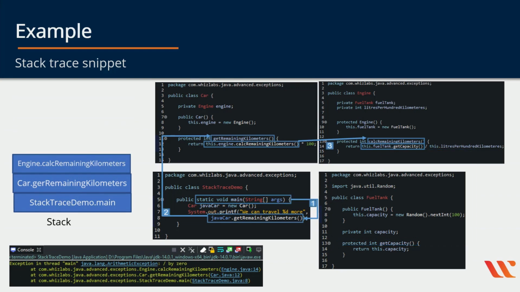But look at the second line of the stack trace. It seems that the first trace of the exception is found on line 14 in the Engine class. If you examine the code closely, you will notice that liters per 100 kilometers is never given any value, meaning that the default value for an int is given implicitly, which is 0. That's how we found our problem in the code. Below in the stack trace, you can see the other information provided. You will notice that all the information and lines match where our code calls were made in the different classes.